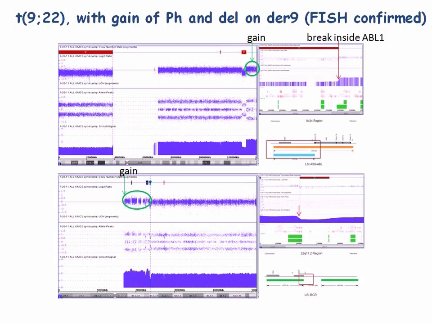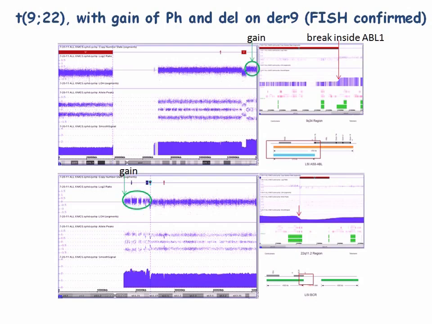So here's the deletion of the ASS region upstream of ABL. Here's a gain that occurs right inside ABL, and of course we expect if we look on the 22 that we should have a gain of proximal 22 with a breakpoint right inside BCR. So this was FISH confirmed. It was actually in a low percentage by FISH, and also on metaphases it was found in just one metaphase that had an additional copy of the derivative 22.